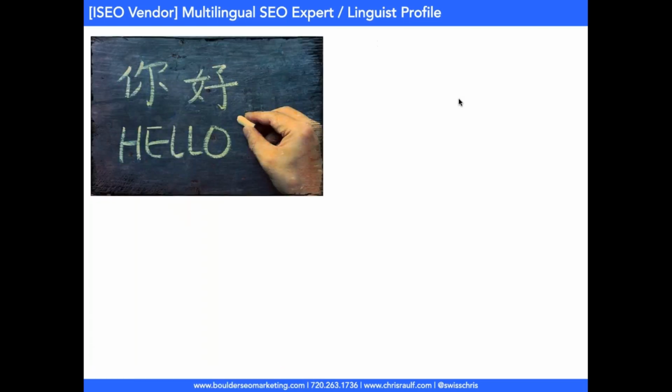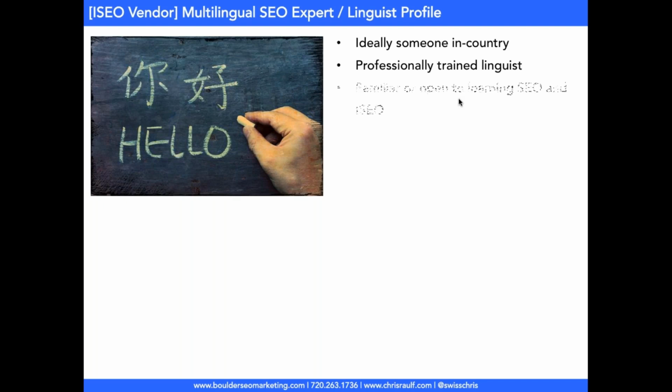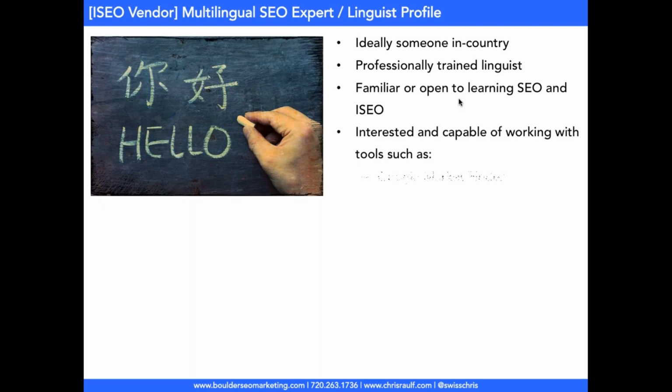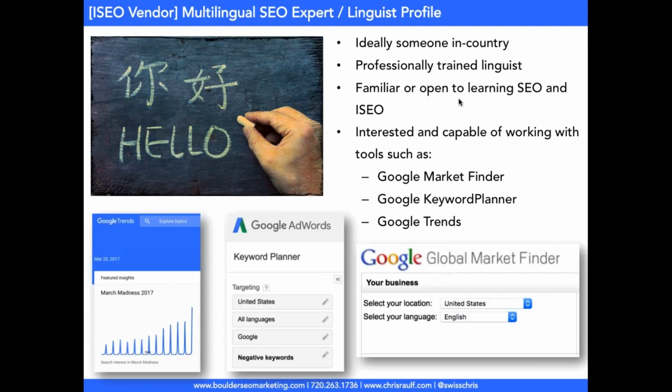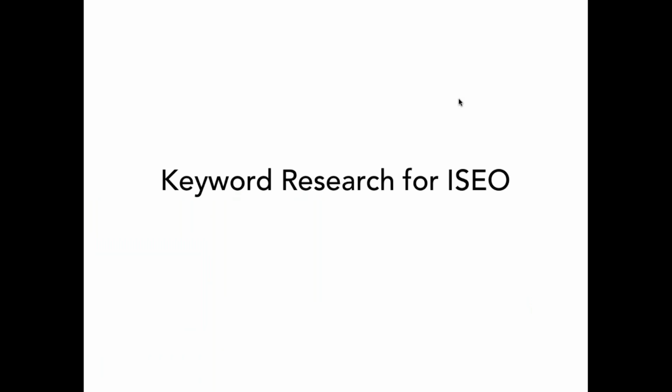Your multilingual SEO expert is going to be a key component to the success of this strategy. Ideally, you need to have somebody in country who gets the market, who thinks like a local person. It needs to be a professionally trained linguist, ideally somebody familiar or open to learning SEO and international search engine optimization. Interested and capable of working with tools such as Google Global Market Finder, Keyword Planner, Google Trends. Those are some of the tools that we'll take a quick look at in the keyword research process.